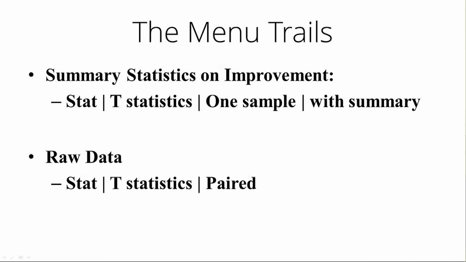If you're doing summary statistics on improvement, that is, the difference between the pre and the post, the trail is going to be Stat, T Statistics, and because we do not have the standard deviation for the population, One Sample, With Summary. If you're doing it on the raw data, it's going to be Stat, T Statistics, Paired.